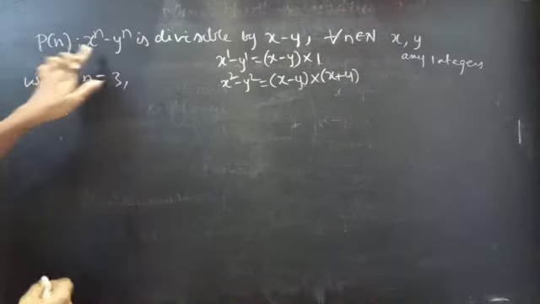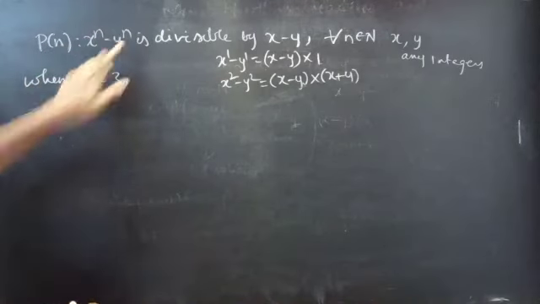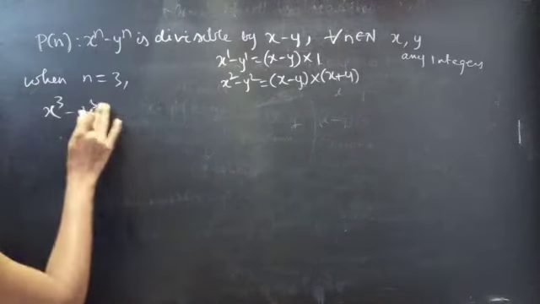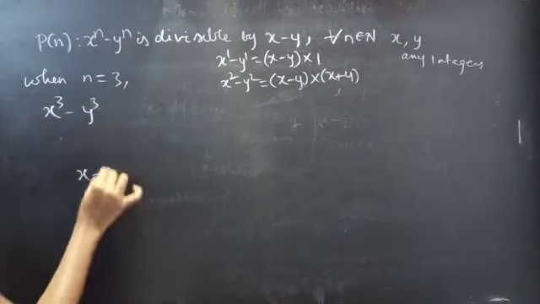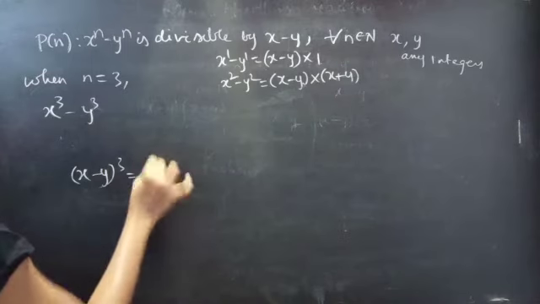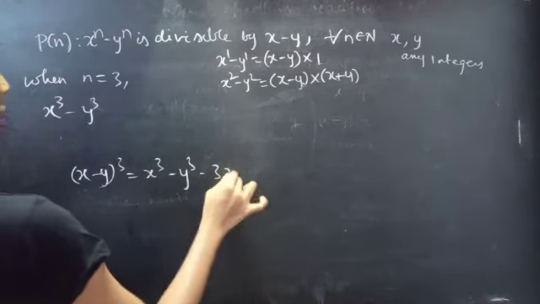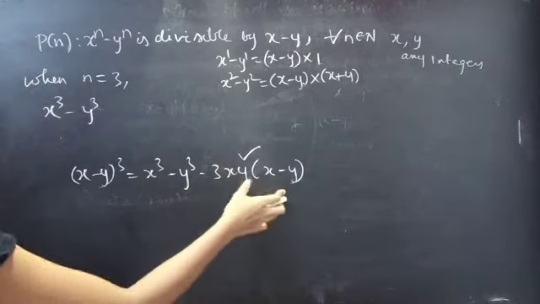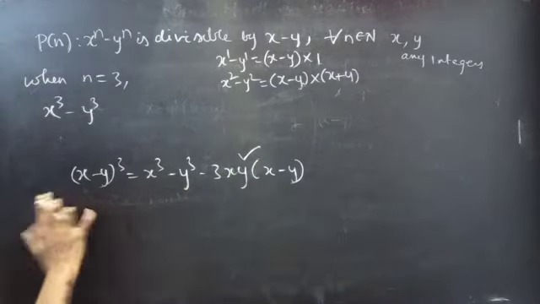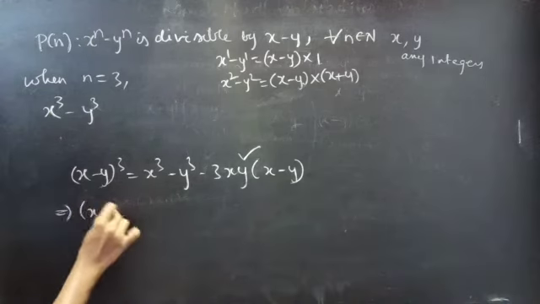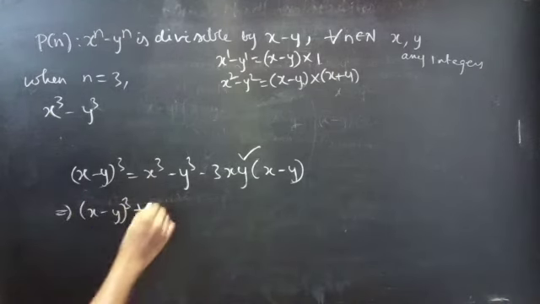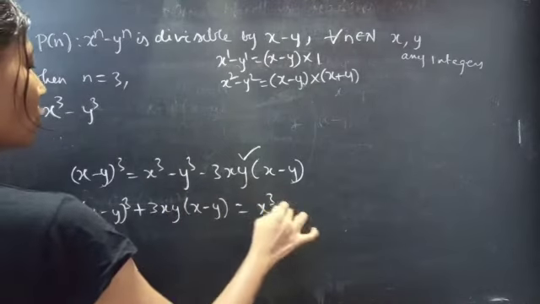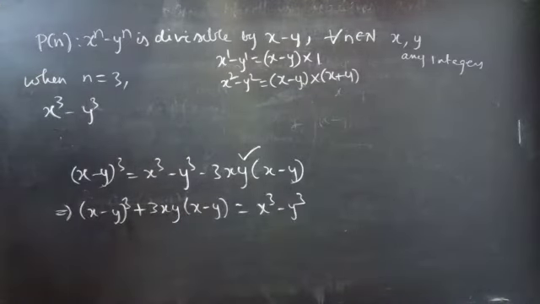When n equals 3, simply replace n by 3. You'll get x cube minus y cube. We know that (x minus y) whole cube equals x cube minus y cube minus 3xy into (x minus y). Now bring the minus 3xy times (x minus y) term to the LHS, then (x minus y) whole cube plus 3xy into (x minus y) equals x cube minus y cube, right?